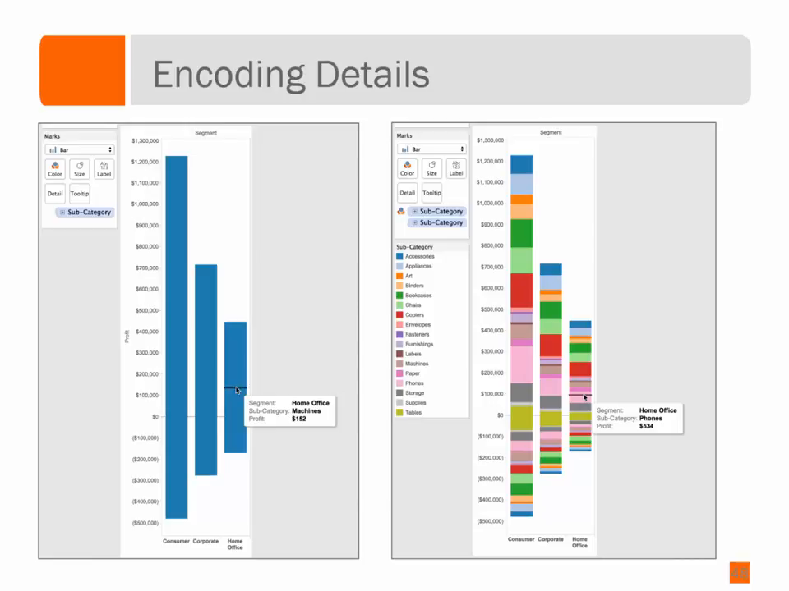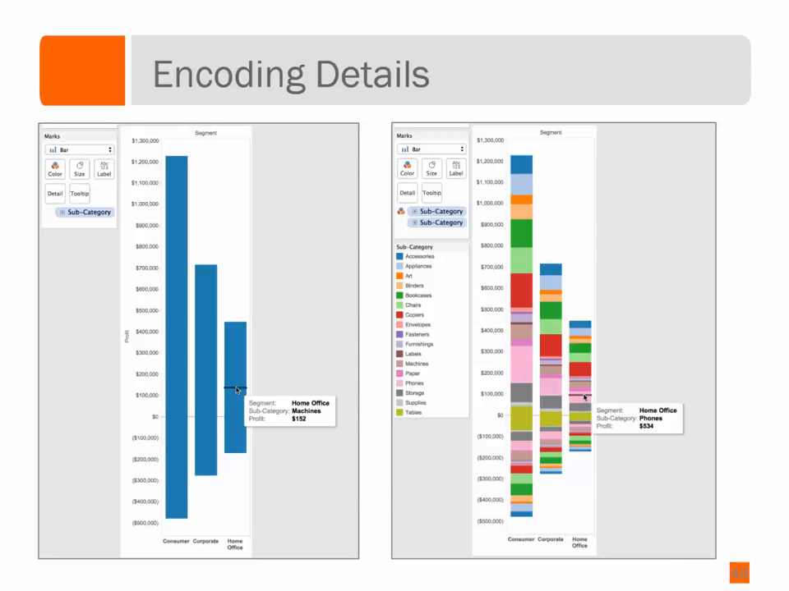Now we also have what are called details that we can encode. And so what we've done here is we've encoded some details. The visualization that you see on the left, we have 3 different segments that are making up the x-axis. So that's consumer, corporate, and home office. We're looking at profit. And then within each of those segments, we have subcategories.